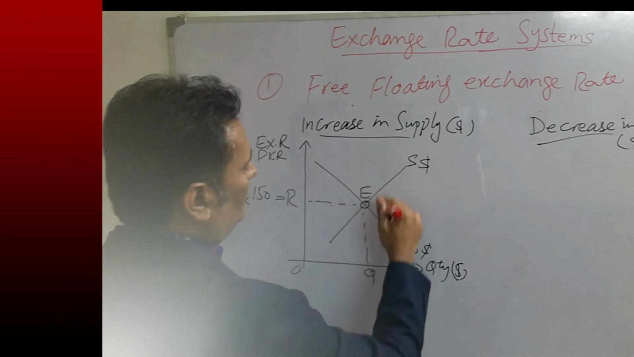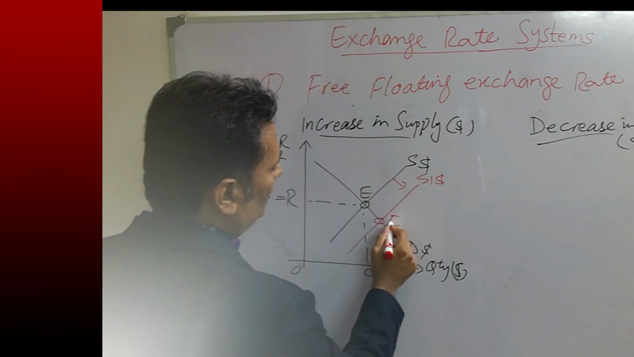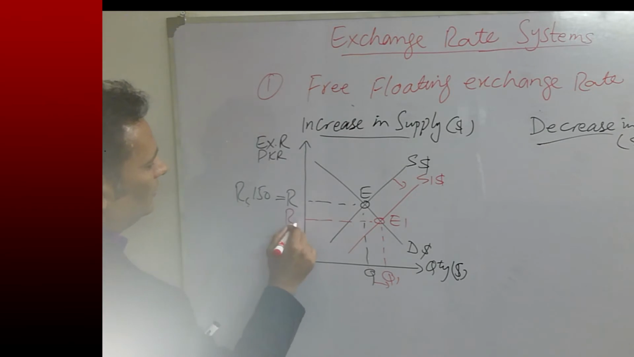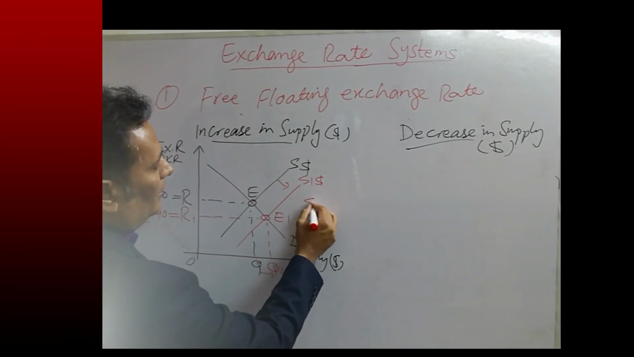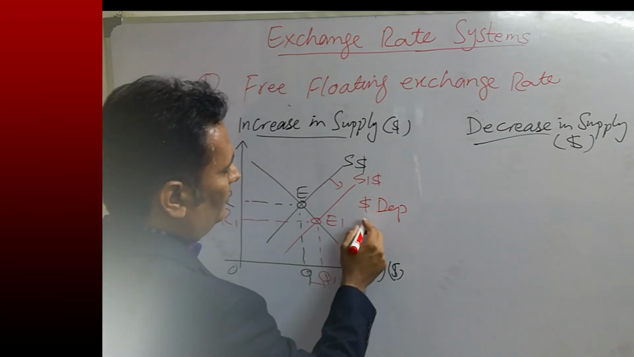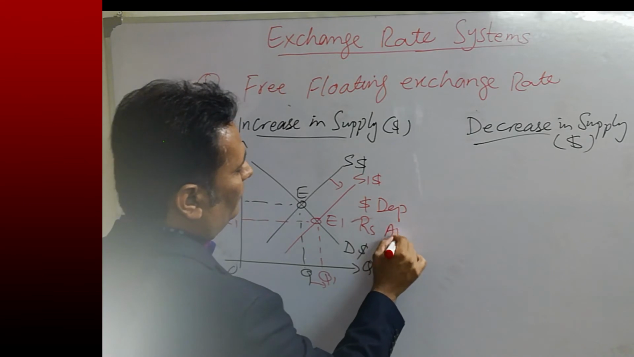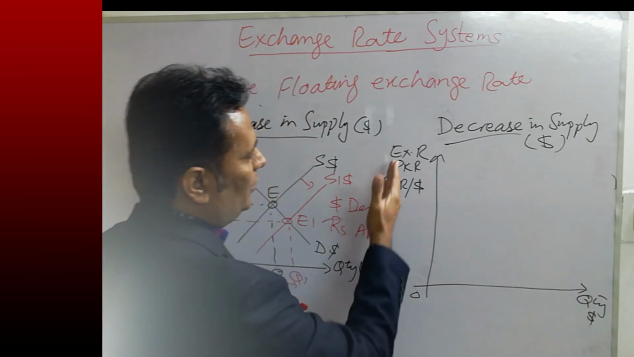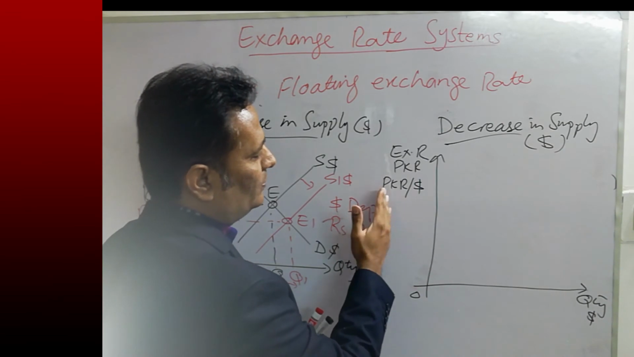Now if there is rise in supply of dollars, then supply of dollar curve will shift to the right and new equilibrium will take place at E1. Now trading of dollar has increased, but its exchange rate has decreased to R1. Let's say now it is 140 rupees. So increase in supply of dollar has resulted in depreciation of dollar, but it has resulted in appreciation of Pak rupees. Okay, we have quantity of dollars on X axis, exchange rate of dollars in terms of Pak rupees on Y axis, or we can also write it as Pak rupees per dollar.